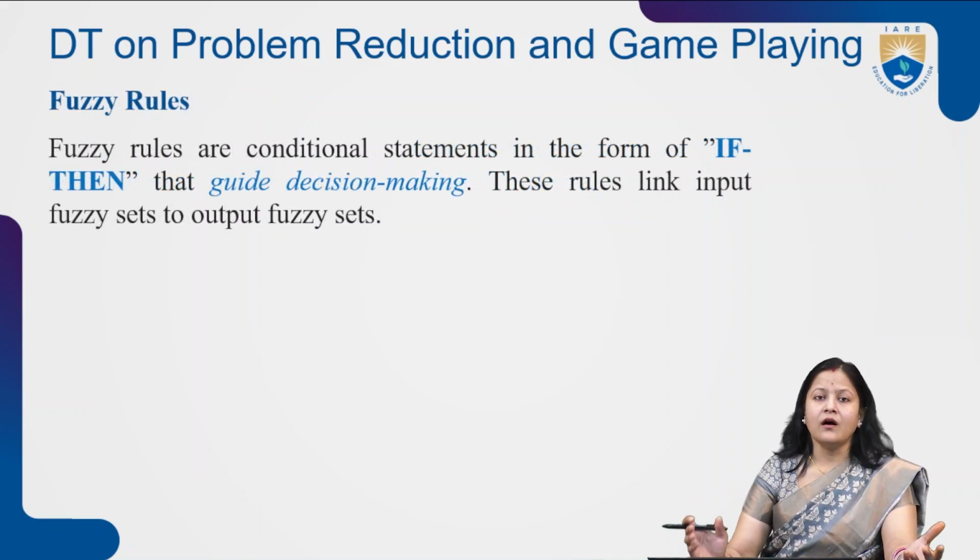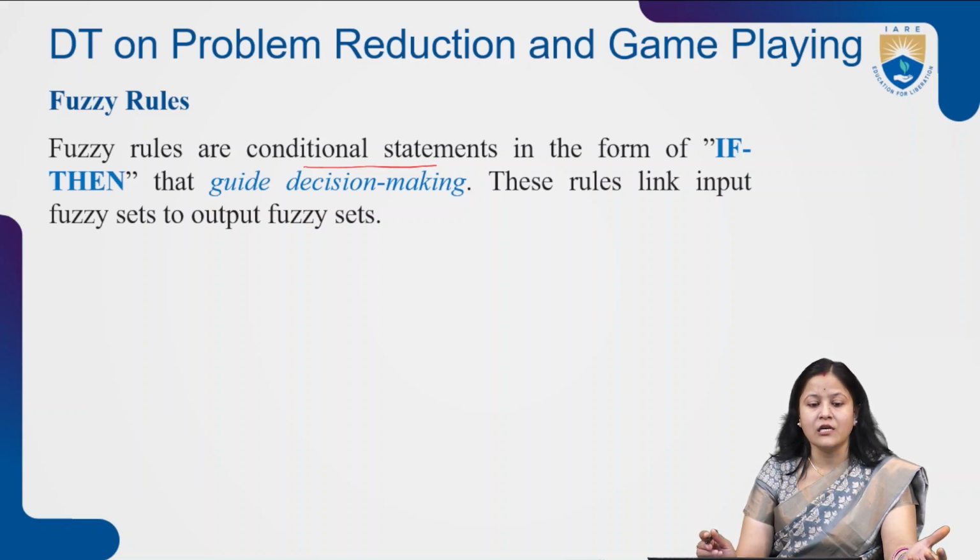Next, fuzzy rules. As it is a logic, different types of rules are used inside fuzzy logic. Fuzzy rules are conditional statements in the form of if-then that guide decision making. These rules link input fuzzy sets to output fuzzy sets. For example, if the outside temperature is 30 degrees, then set the AC temperature to 16 degrees. Decision making statements or knowledge can be represented using if-then statements. That is why these rules use if-then, which can guide the decision making approach.